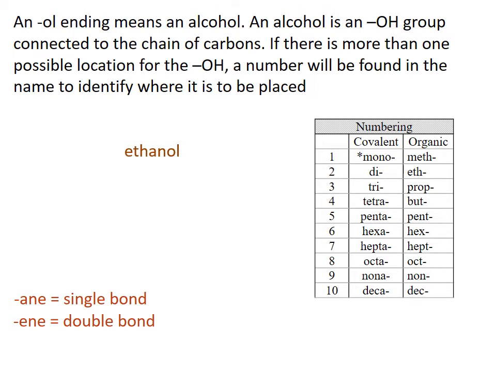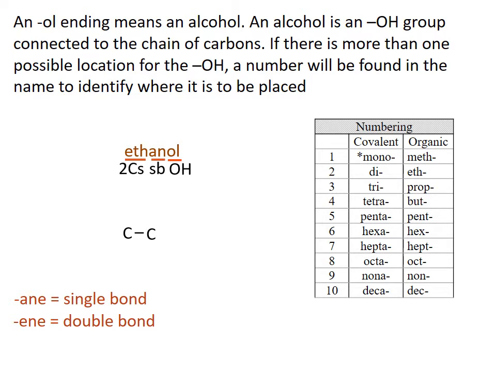Ethanol. Eth means 2, so underline "eth" and write 2 C's. Then we will draw 2 carbons connected by a bond. An means single bond. OL means OH. So I have 2 carbons singly bonded with an OH group attached. Now, you're probably wondering, where do I put this OH, because it didn't give me a number? Should it go on the first C or the second C?